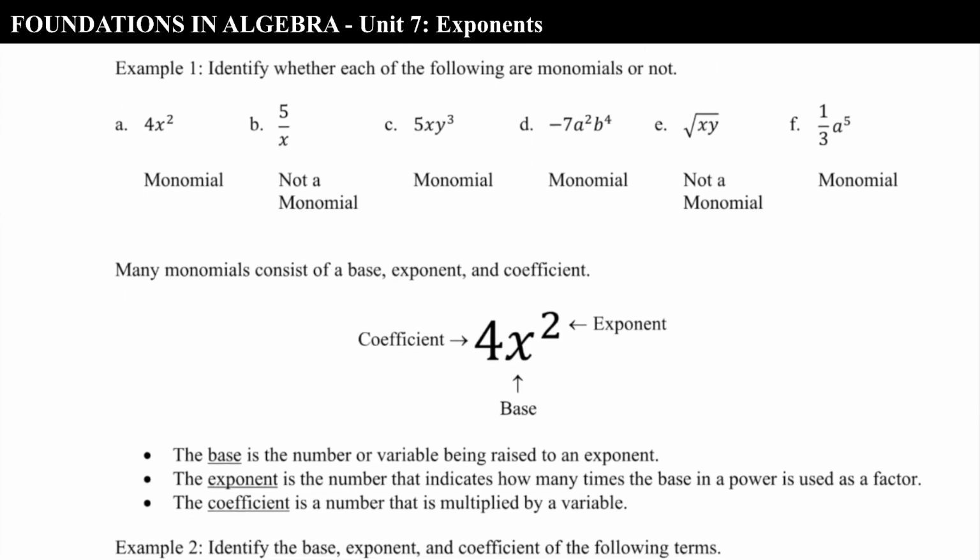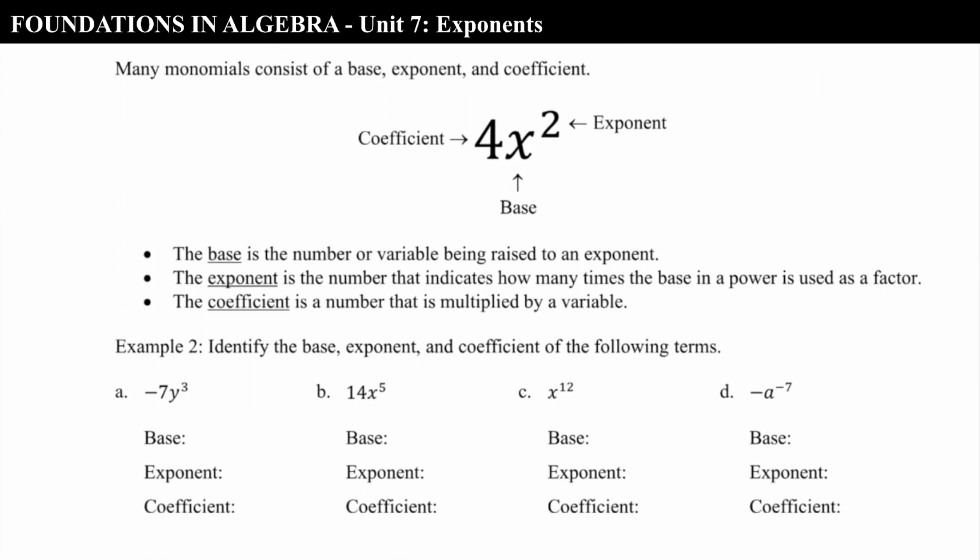Now, many monomials consist of a base, exponent, and coefficient. The coefficient is your number out in front. Your base is your variable, or it could be a number taken to some power. So here, the power is 2. That's your exponent. The base is the number or variable being raised to an exponent. The exponent is the number that indicates how many times the base in a power is used as a factor. And the coefficient is a number that is multiplied by a variable. So you can only have a coefficient be a number. It cannot be a variable.